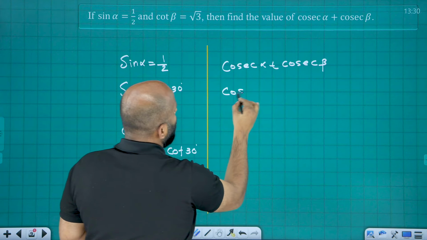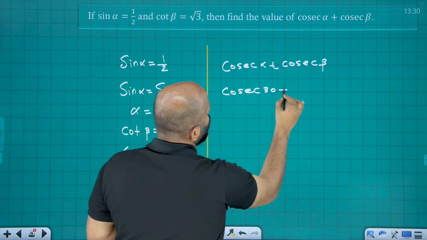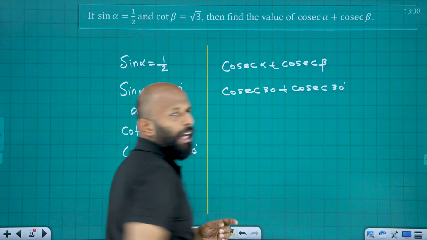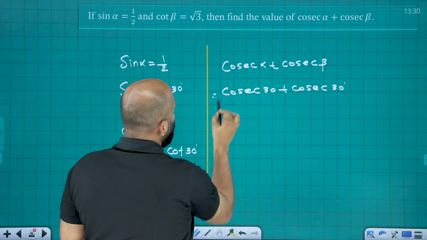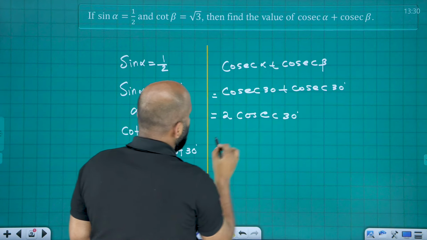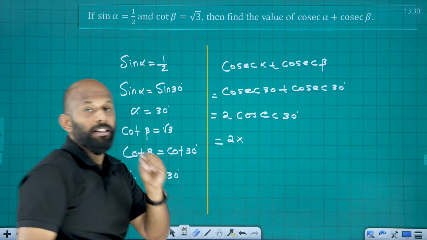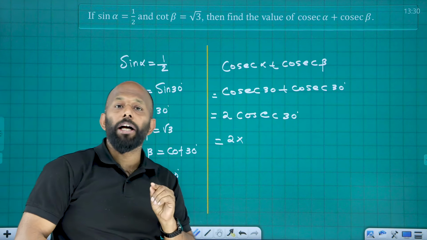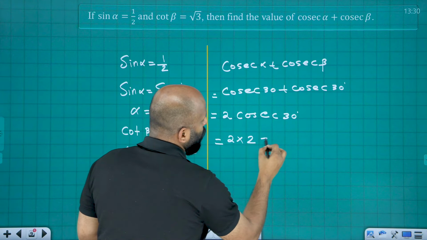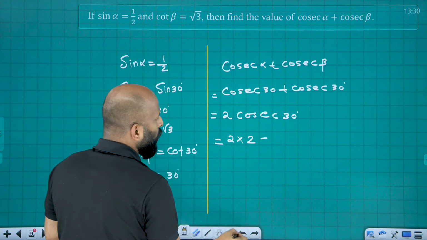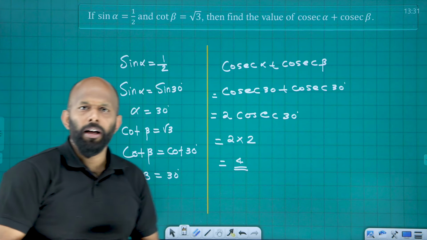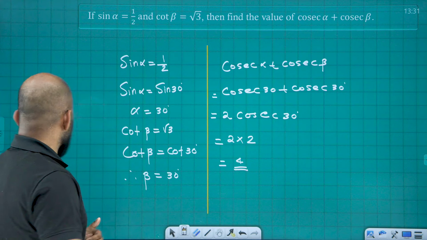Now cosec 30 degree plus cosec 30 degree, that is 2 times cosec 30. What is cosec 30 value? Sin 30 is 1 by 2, so its reciprocal, cosec 30 becomes 2. Then 2 into 2, that is equal to 4, the required answer. Hope all of you understood this one. Now we can move to the next question.